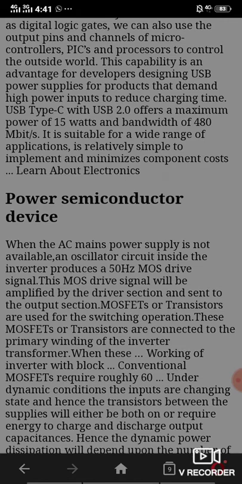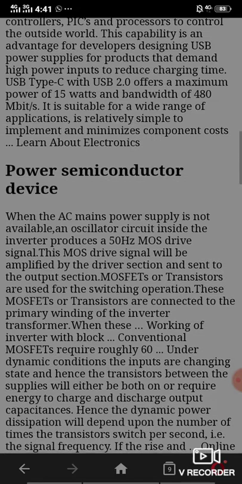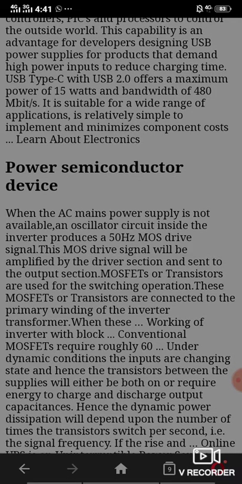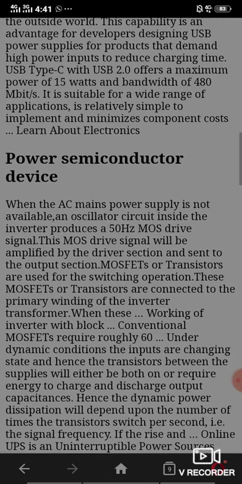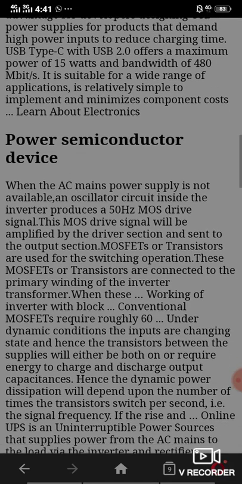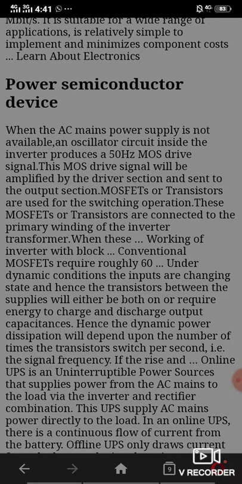Under dynamic conditions, the inputs are changing state, and hence the transistors between the supply will either be both on or require energy to charge and discharge the output capacitor. Hence the dynamic power dissipation will depend upon the number of times the transistor switches per second, as the signal frequency rises.